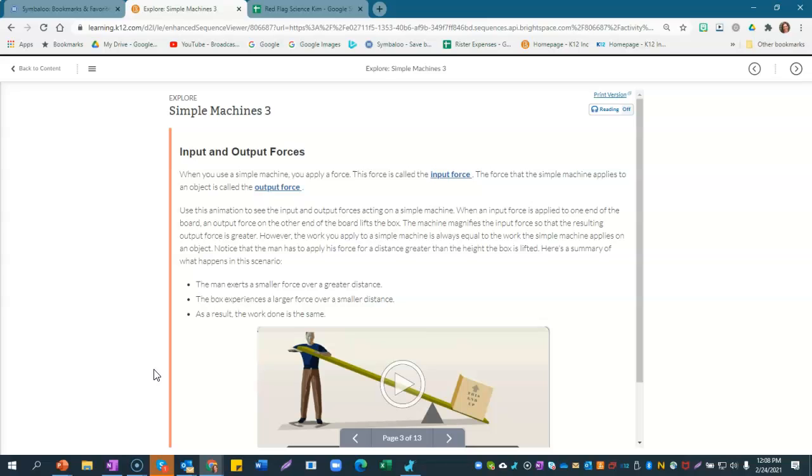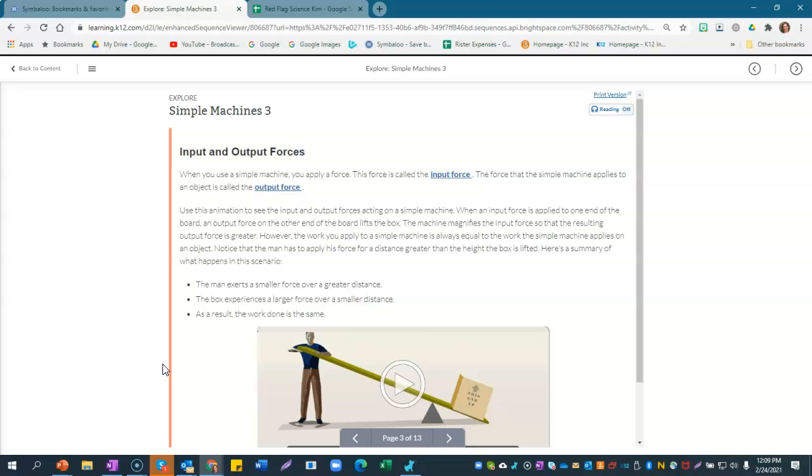So use the animation to see the input force acting on the simple machine. And when an input force is applied to one end of the board, the output force on the other end of the board lifts the box. So the machine magnifies the input force so that the resulting output force is greater. However, the work you apply to a simple machine is always equal to the work the simple machine applies on an object. Notice that the man has to apply his force for a distance greater than the height the box is lifted.